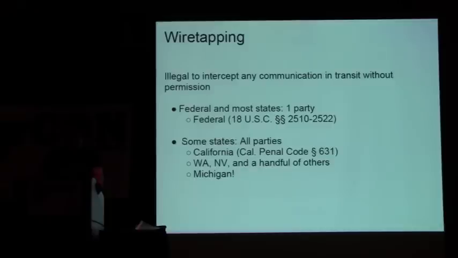Michigan is an all-party state. You have to have permission from everybody who's a party to the communication before you can intercept. His question is, is that the same thing as recording the conversation? Yes, though if you intercepted it but never did anything with it, then no one would know.